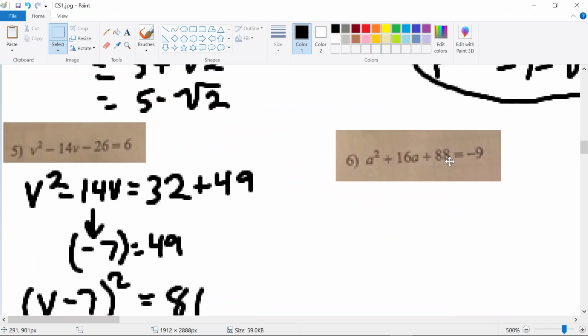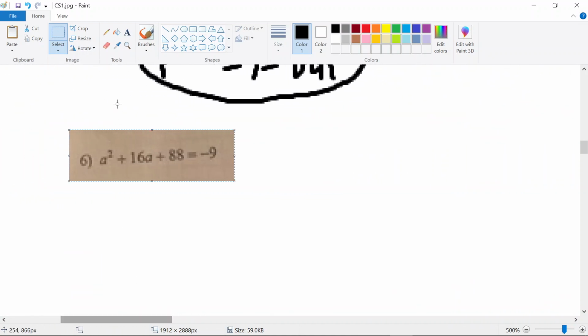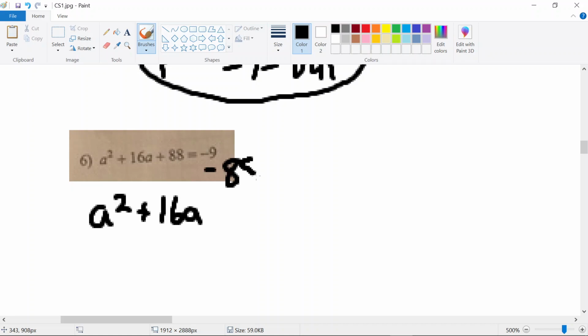Okay, here's number 6. A squared plus 16a plus 88 equals minus 9. I will subtract 88 from both sides. A squared plus 16a, and I'm subtracting 88. Negative 9 minus 88 is negative 97. Are you kidding? Negative 97. I think that's right. Now, half of 16 is 8.